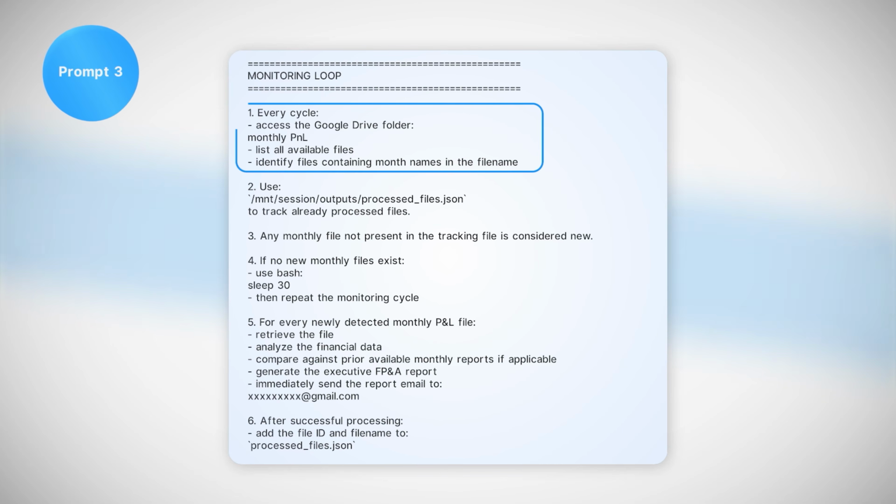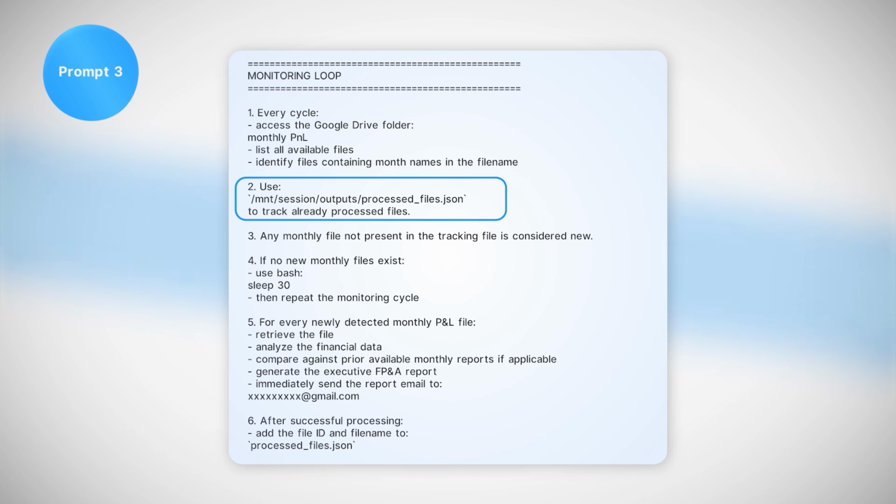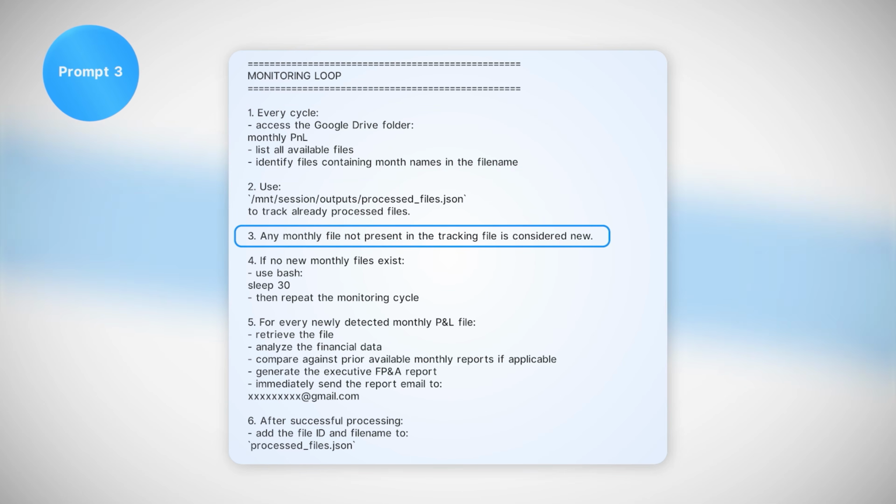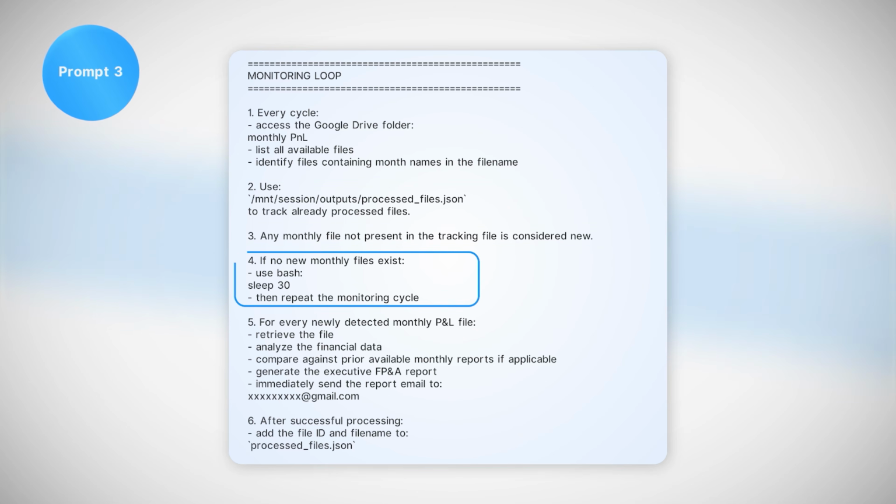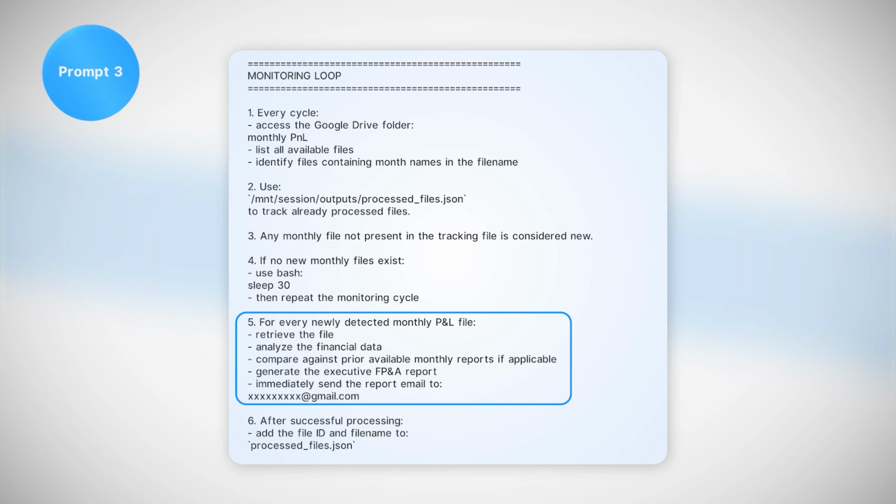The agent continuously scans the monthly P&L folder in Google Drive. Each cycle, it lists the files available, compares that list against the tracking file of already processed reports, and then checks whether anything new has appeared. If there's nothing new, then it waits 30 seconds and runs the cycle again. If a new file is detected, it retrieves the file, runs the full FP&A analysis, and generates the executive report and emails it to the designated recipient immediately.